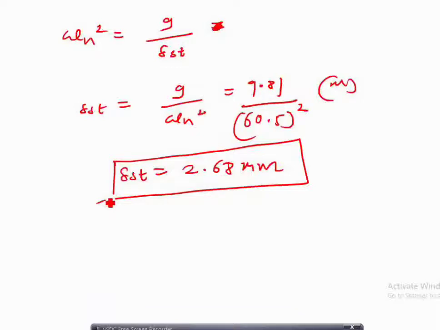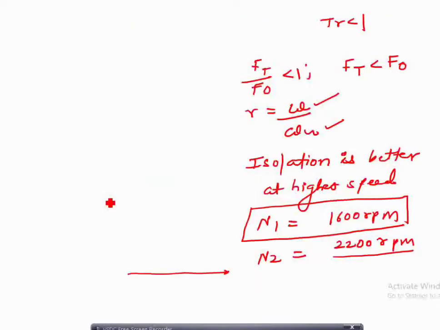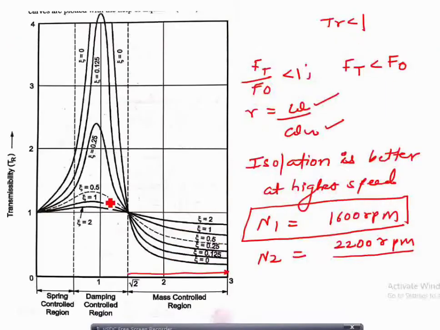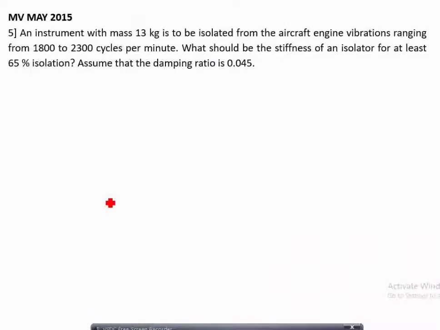I hope you have understood how to solve the problems when the range of the speed is given. So from the graph, how to select? This statement is very, very important: if 85% isolation is achieved at 1600 rpm, then better isolation than 85% will be automatically achieved at 2200 rpm. So select omega 1, that is 1600 rpm. On a similar note, we will solve one more problem.